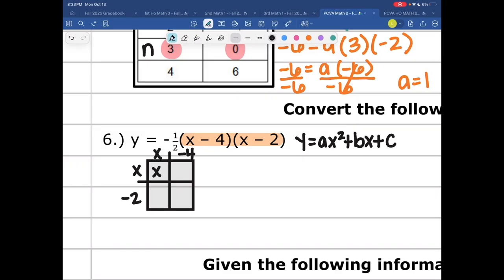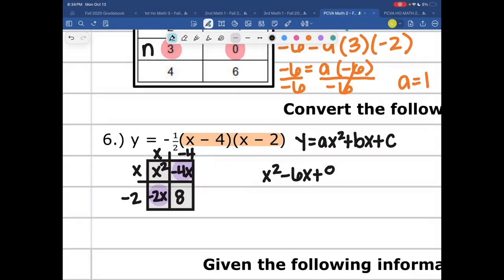All right, so that's going to give us x squared, -4x, -2x, and +8. So we're going to combine those like terms. So we have a -2x and a -4x. So that's going to make x squared minus 6x plus 8.